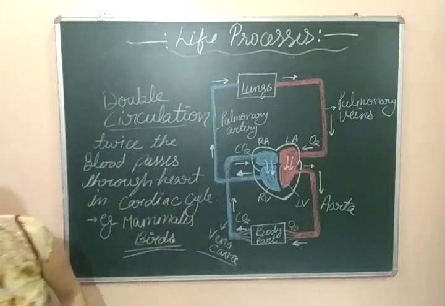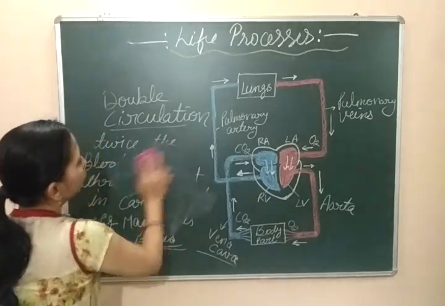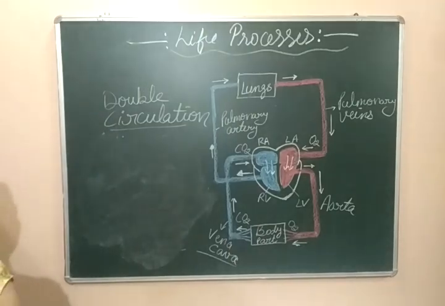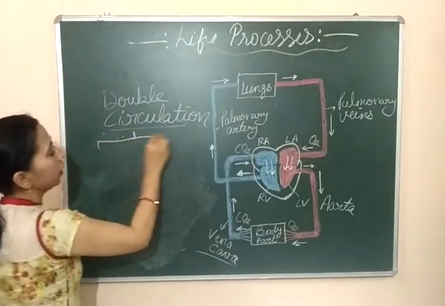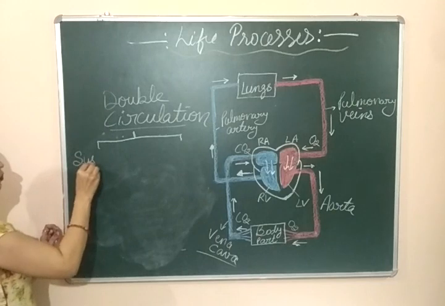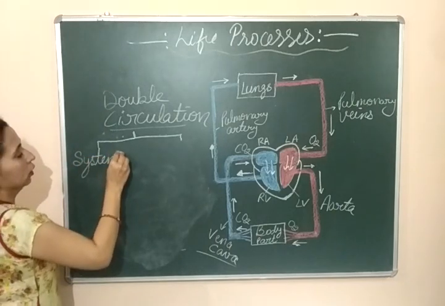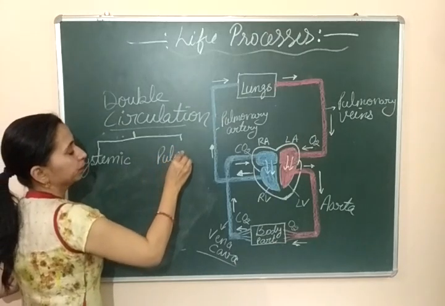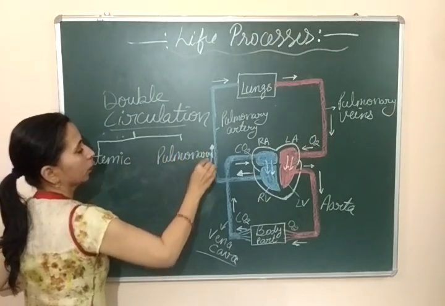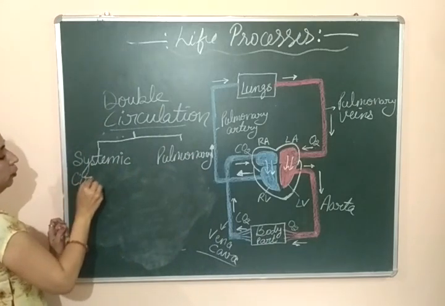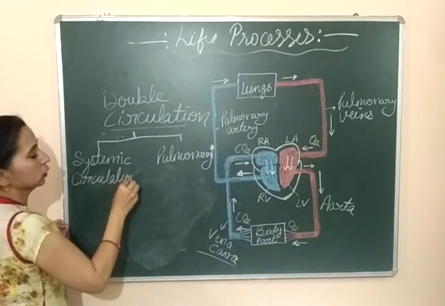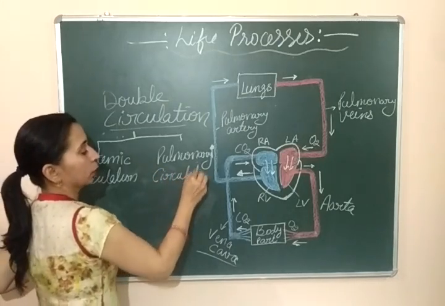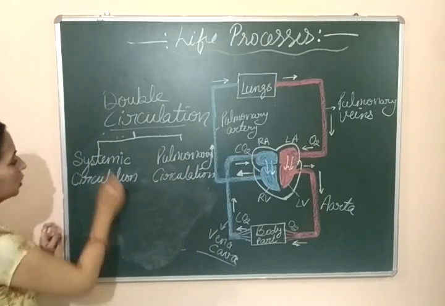And this double circulation has two types. इस double circulation को हम two types में divide करते हैं. It's divided into two types. The first one is systemic, and second is pulmonary. Systemic circulation and pulmonary circulation. What's the meaning of this? We will discuss now. इनका क्या meaning है? The systemic circulation.